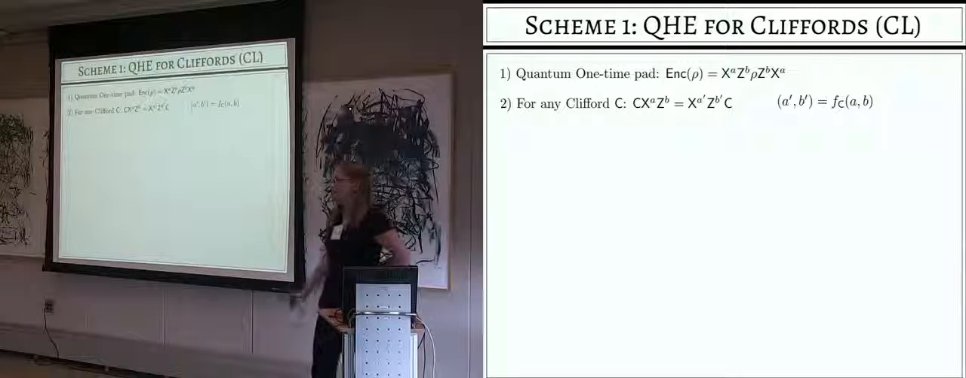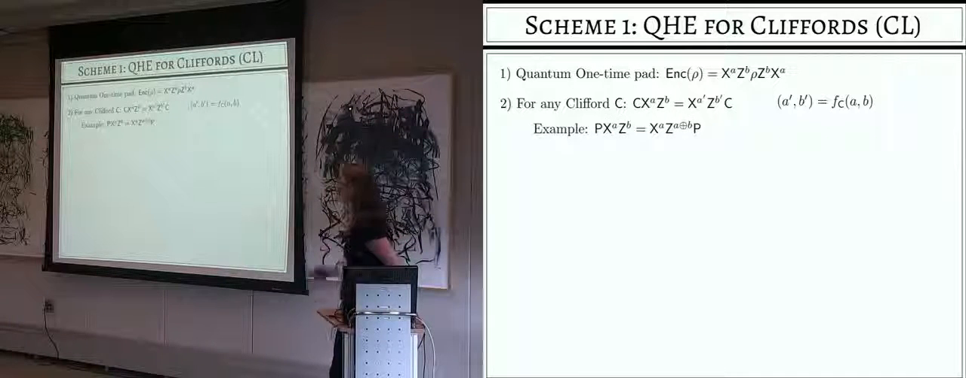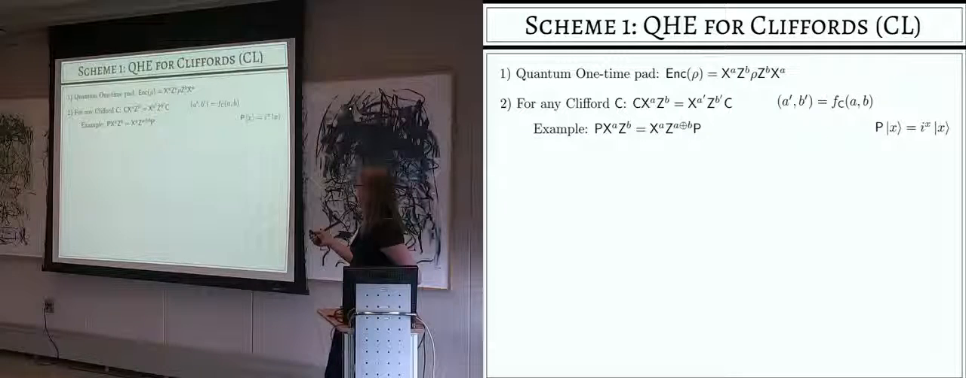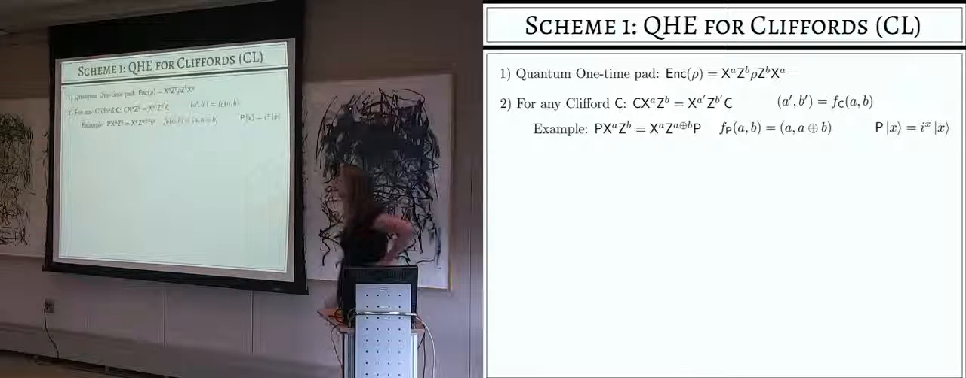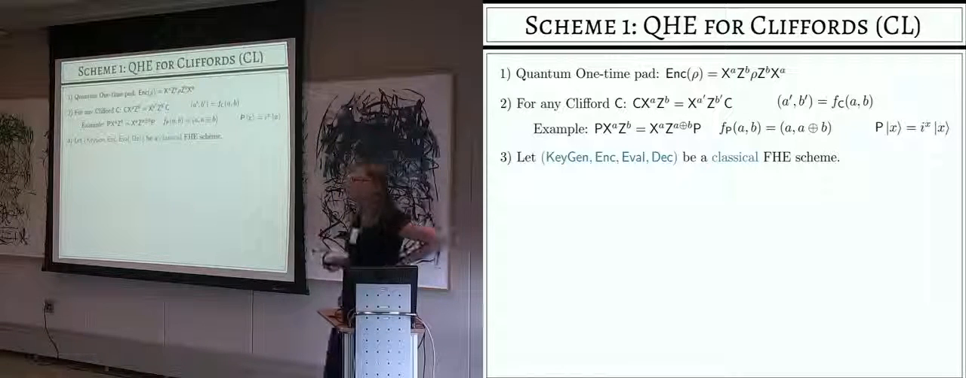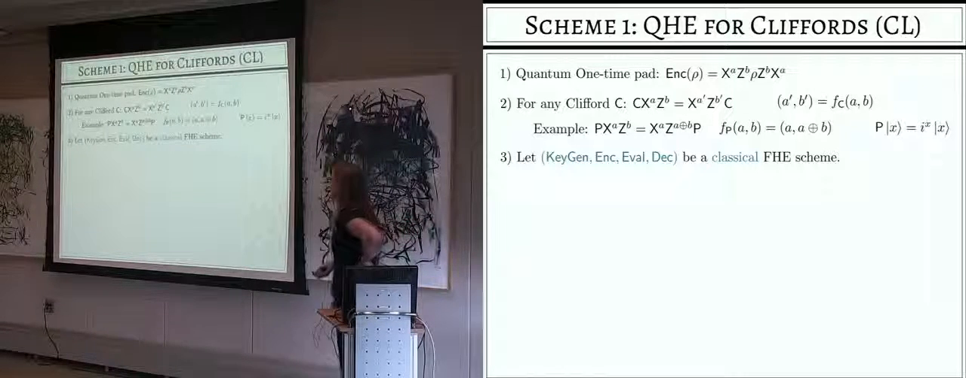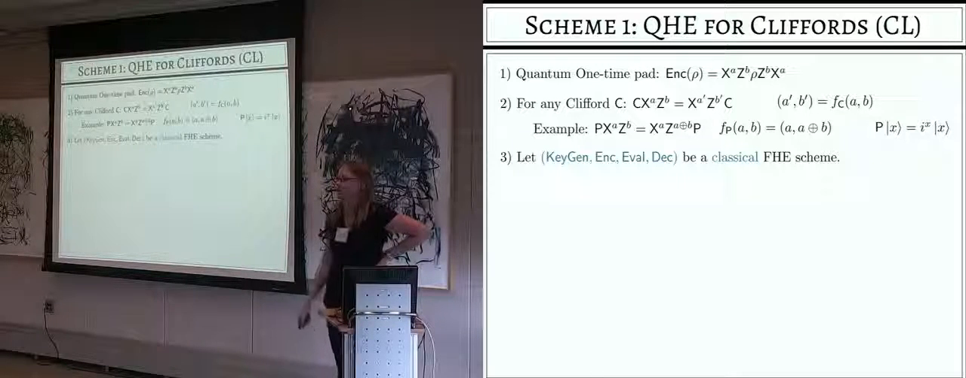Okay, and then the final ingredient for our first scheme, first an example. If P is a phase gate, then we have the following identity. Another way of saying this in our notation is that f sub P maps (A, B) to (A, A XOR B). The final ingredient for our first scheme will just be a classical fully homomorphic encryption scheme.